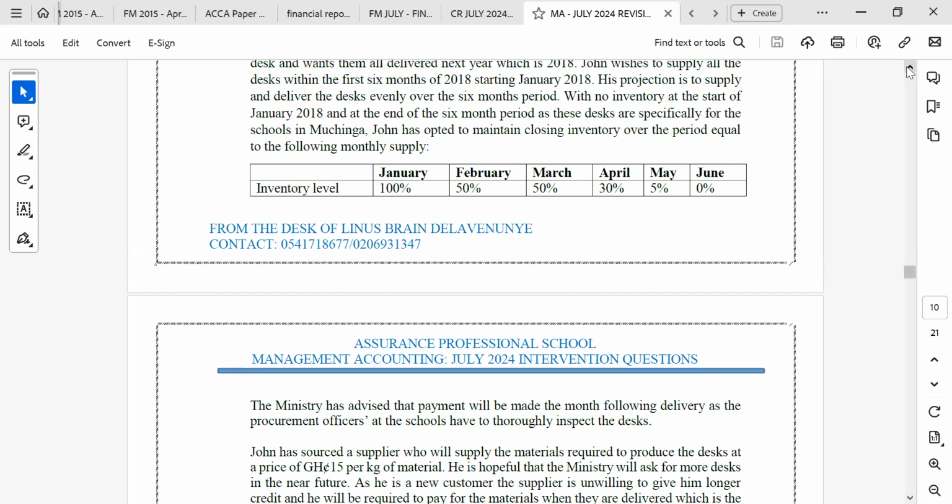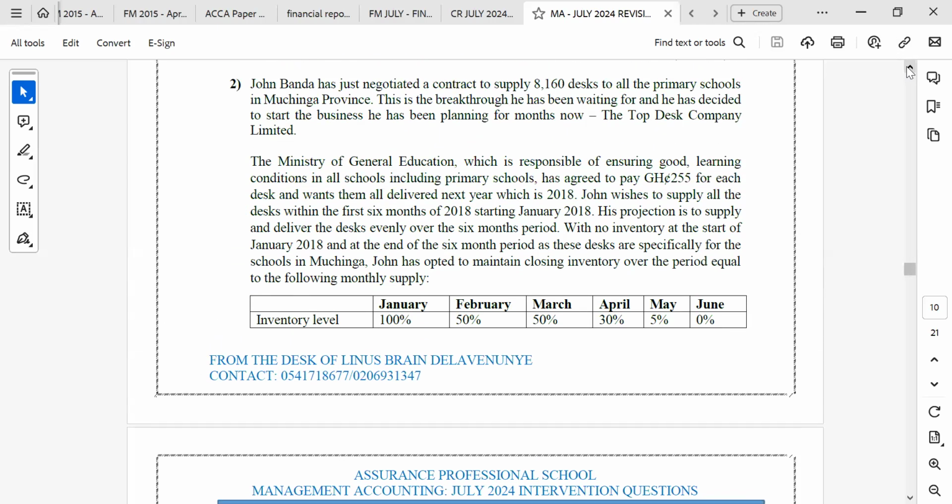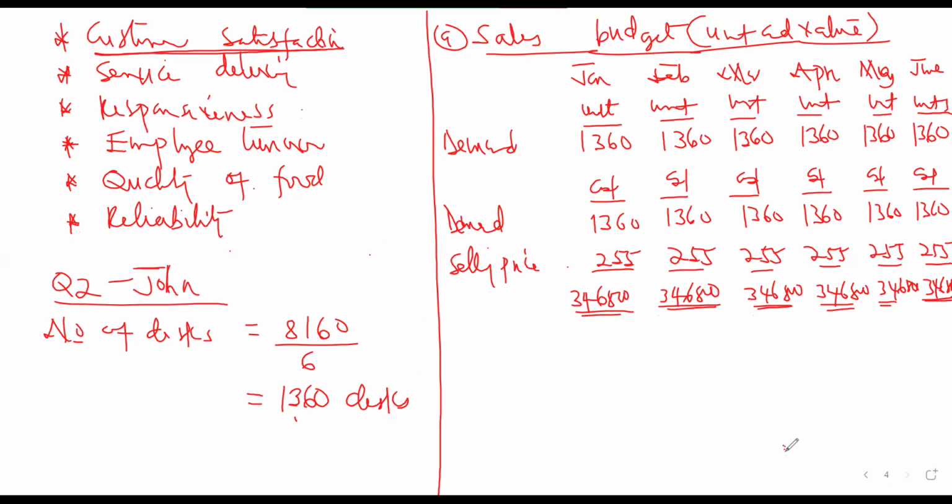Okay, let's come here. Assuming there is no opening and closing stock for each month, what will be the total production for each month? Assuming there is no opening stock and there is no closing stock, what would have been the production for each month? 1360, isn't it? Okay, so let's come to the production budget. Very interesting. Assuming we are not keeping any stock, we have to produce what the sales department will be selling. So we have the production budget.